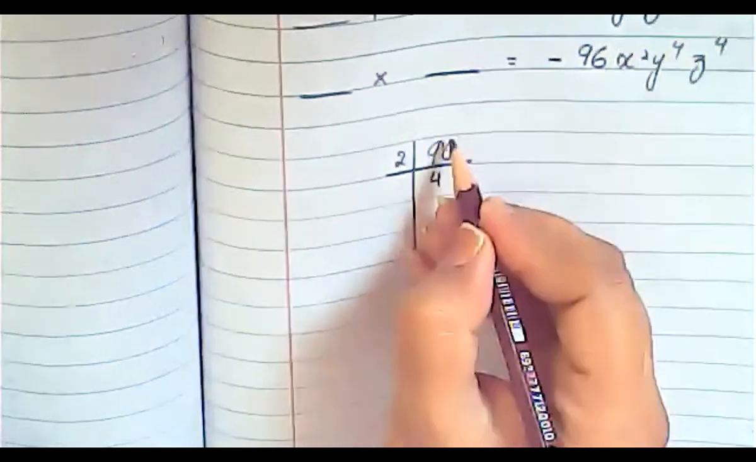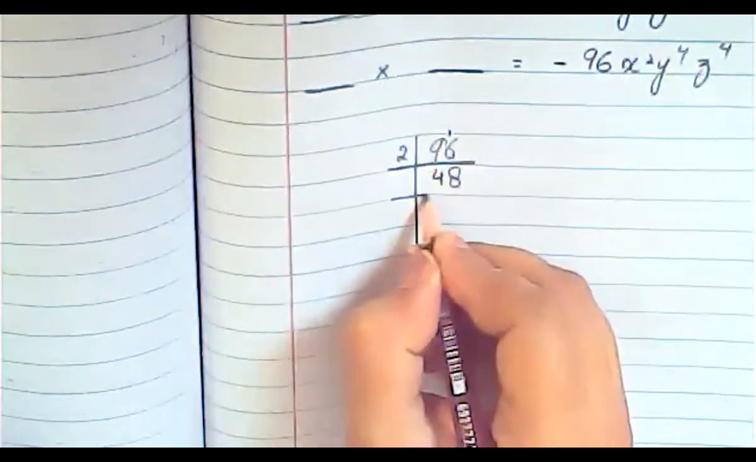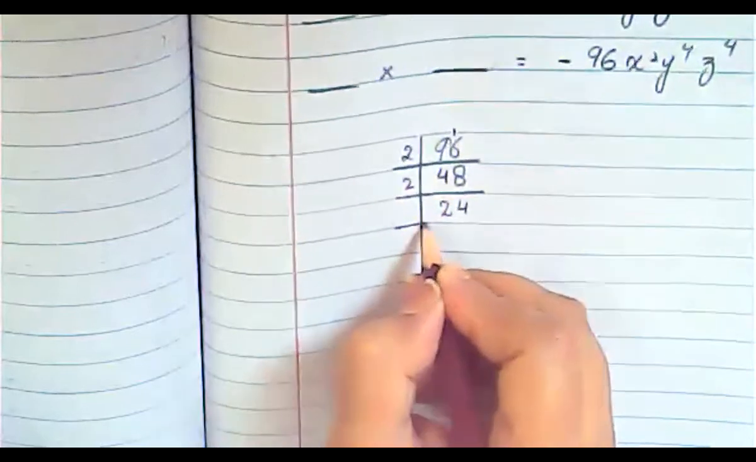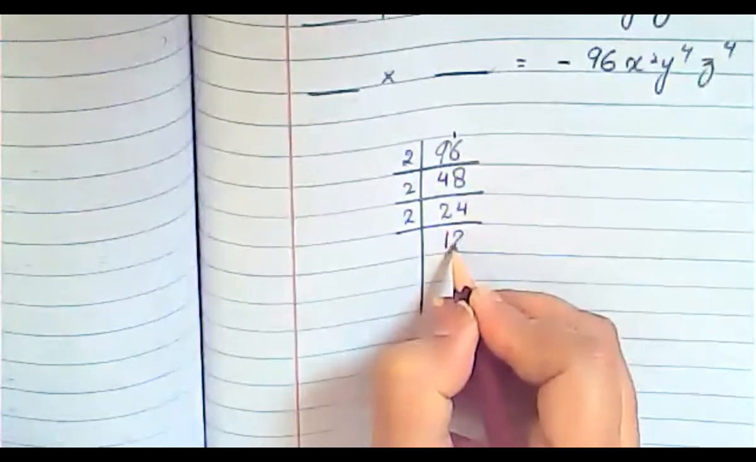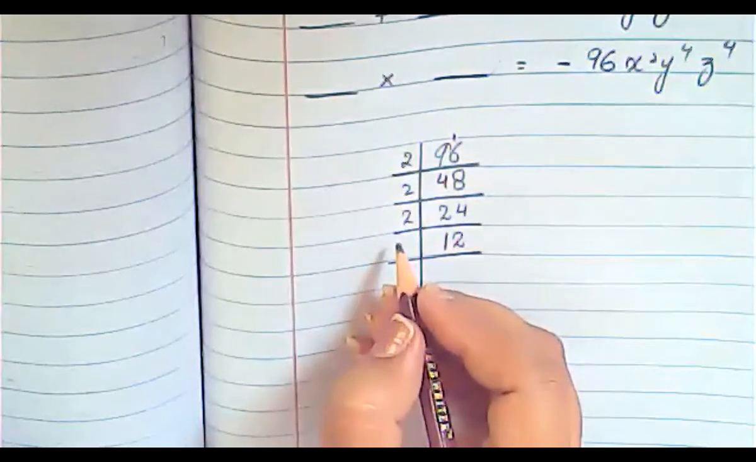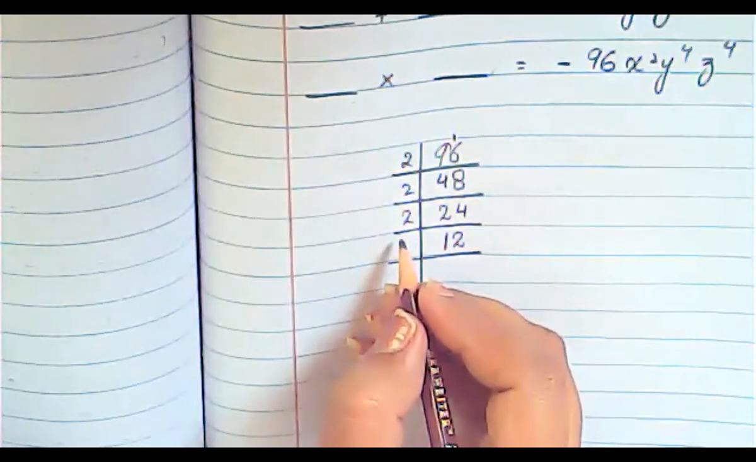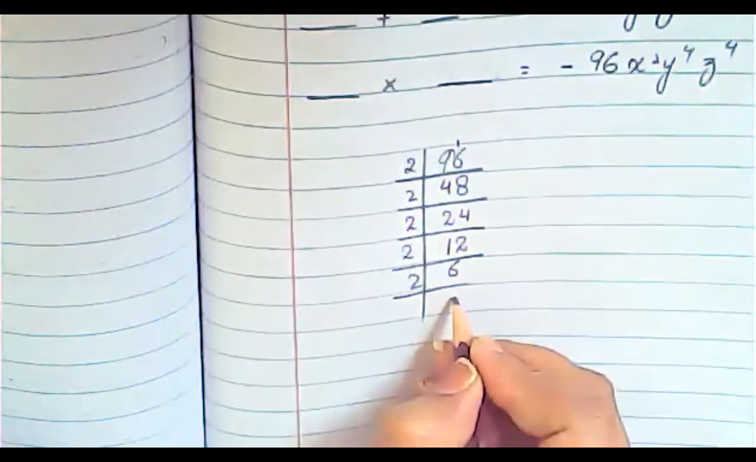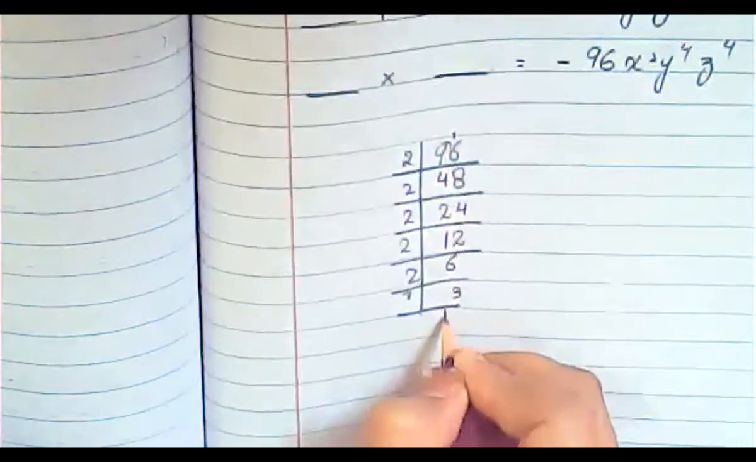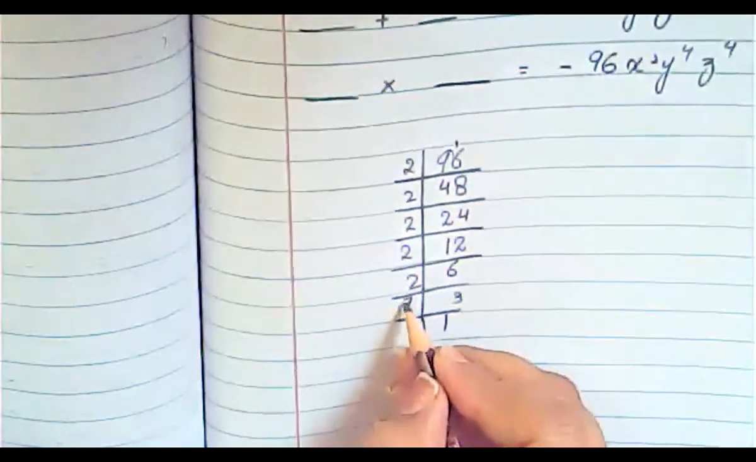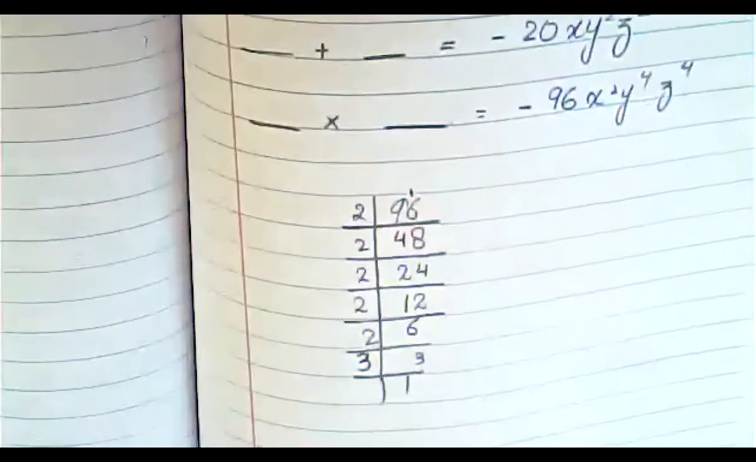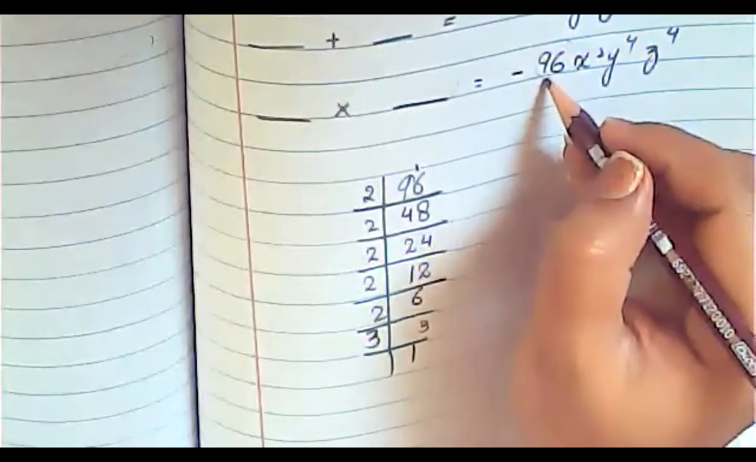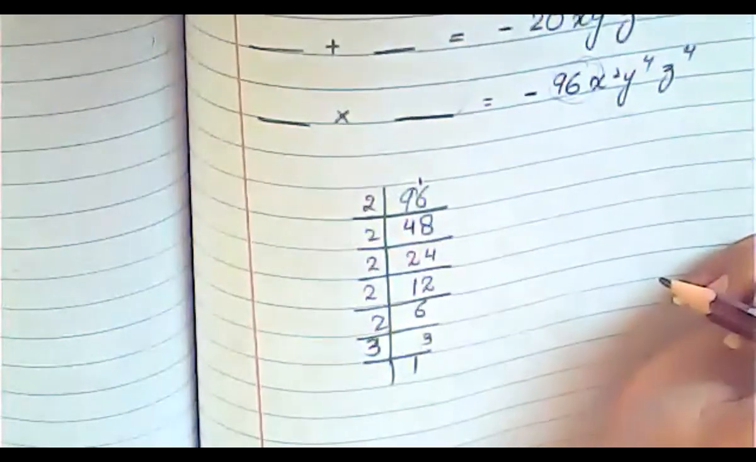2 into 4 is 8, 1 will be left, 2 into 8 is 16. 2 into 2 is 4, and 2 into 4 is 8. 2 into 1 is 2, 2 into 2 is 4. 2 into 6, 2 into 3, and 3 into 1. Now you will multiply the factors and then add them in such a way that your answer should be equal to 96. So please tell me how will you do it.